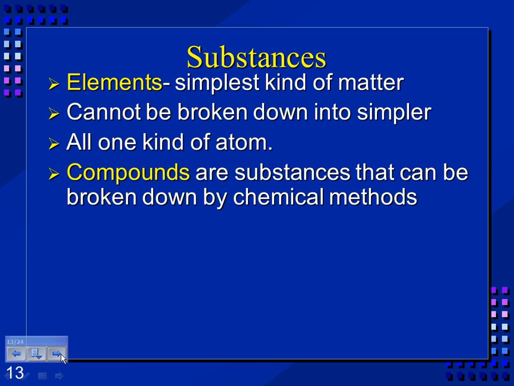The second type of pure substance is a compound. A compound does contain two or more things that are in it, but they are chemically combined, meaning that their composition has been altered and changed. They are no longer the same.